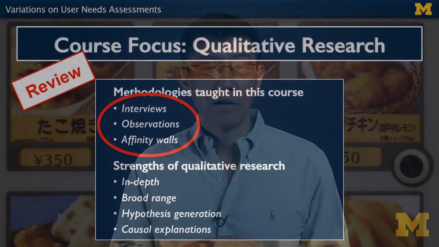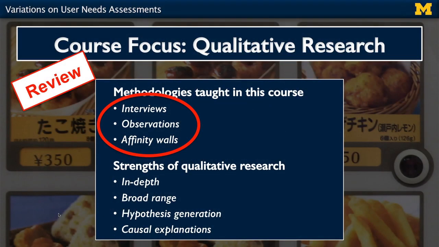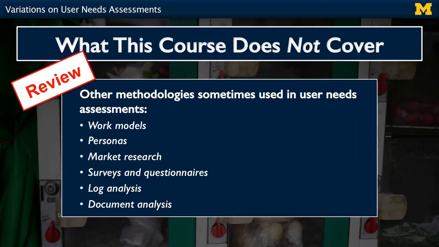Now that you've learned one particular way of conducting qualitative research, which involves interviews, observations, and affinity walls, I'd like to talk a little bit about the larger context of different kinds of qualitative research, so you understand that the particular method you learned is actually one of many, many different ways in which you can conduct qualitative research.